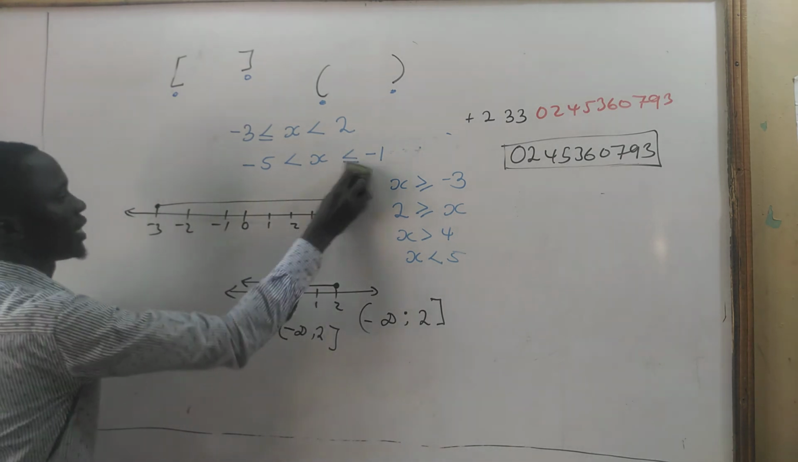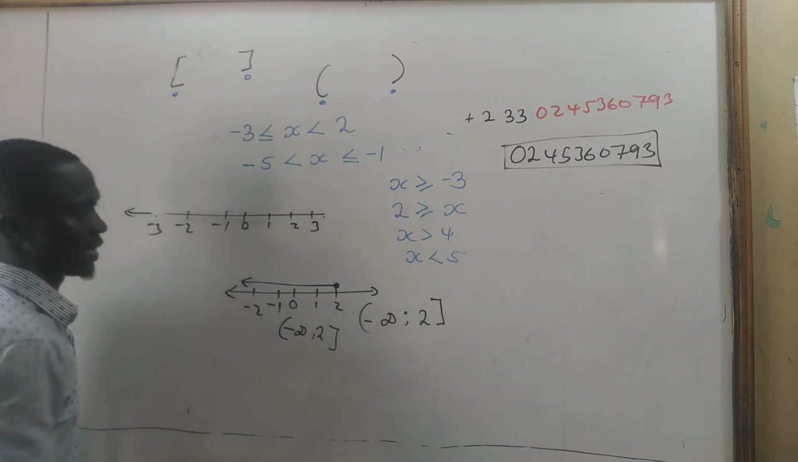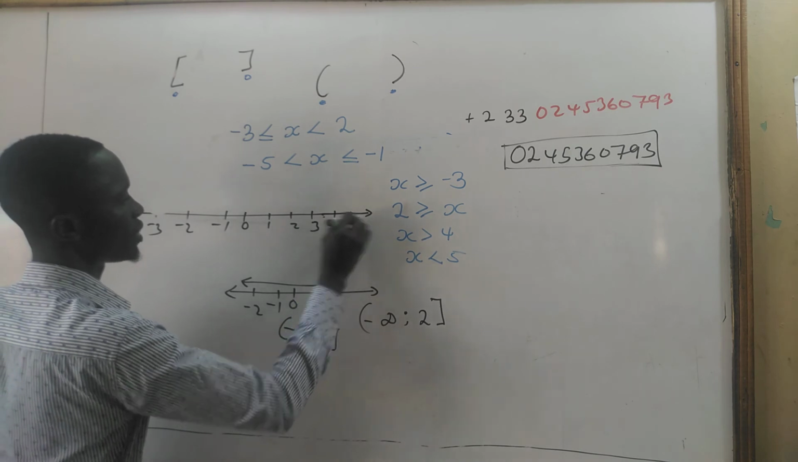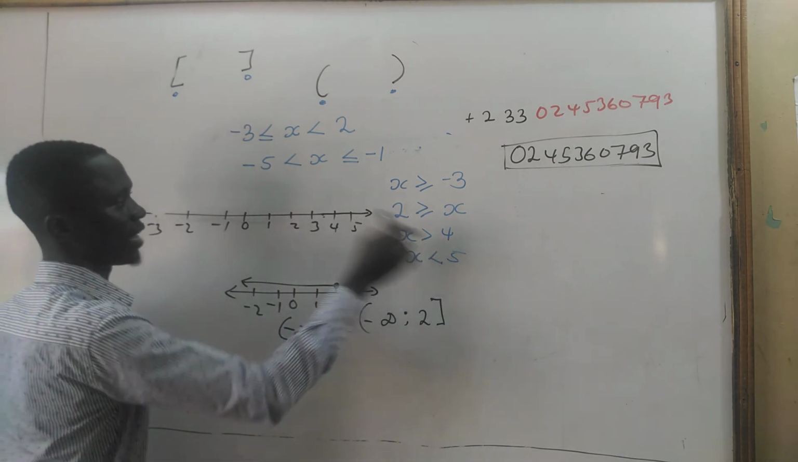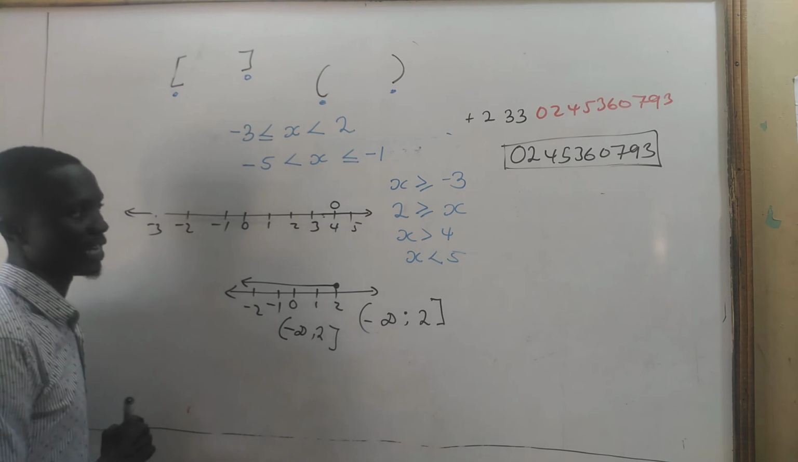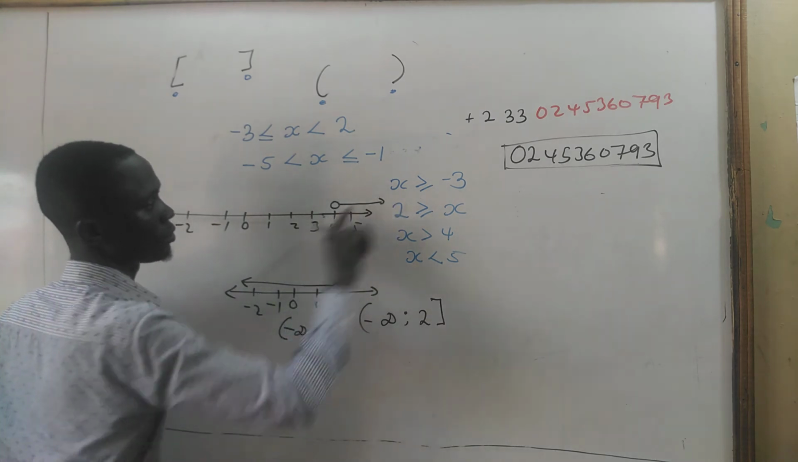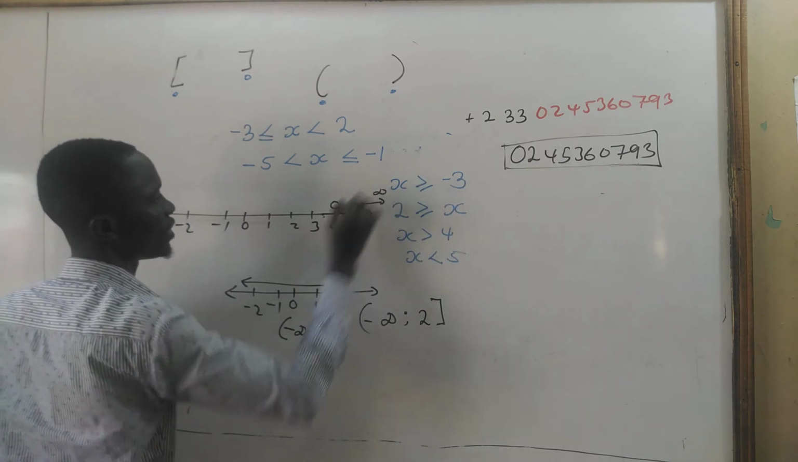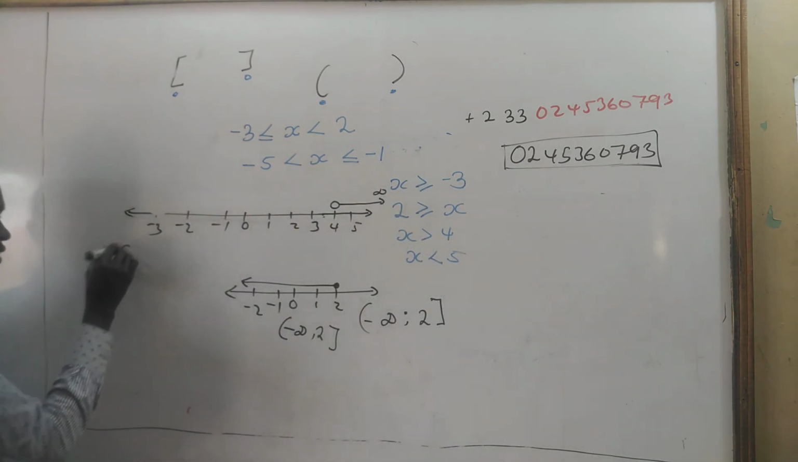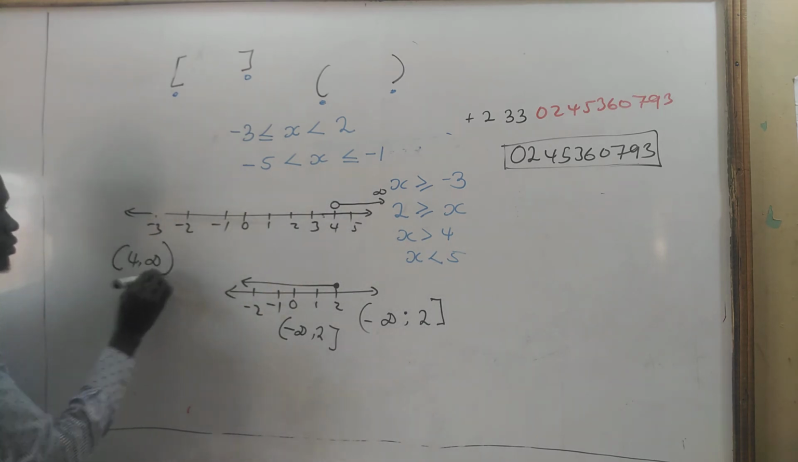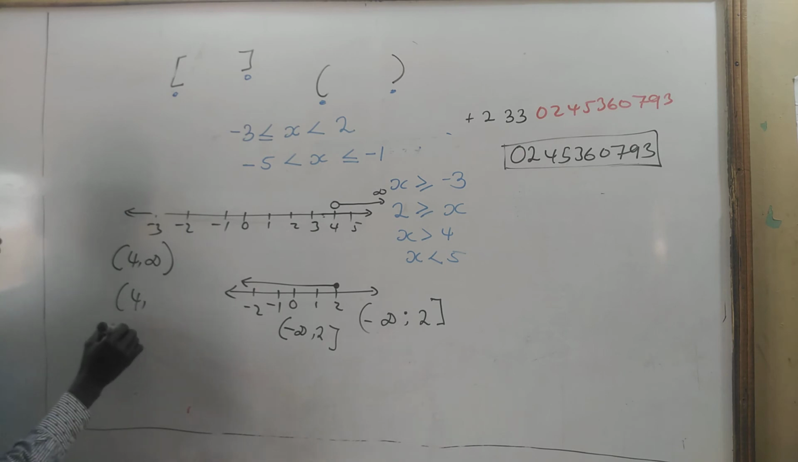Now for the next one, let me extend this graph to 4 and positive 5. X greater than 4, so we will use an open circle. And all numbers greater than 4 go to this side, and it will go to positive infinity. So in this one, we are saying that 4 is not included. You cannot include positive infinity too. So we write that 4 is not included, semicolon, positive infinity is also not included.